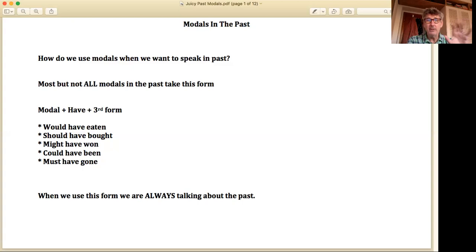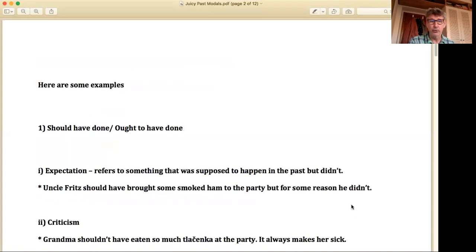And we use these a lot also with negative grammar, which means not: would not have eaten, should not have bought, might not have won. Okay, we seem to use it a lot that way. Now, let's just look at a couple of examples. I want to start with should.